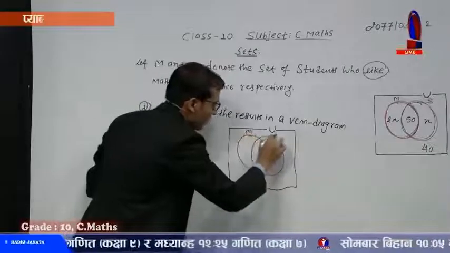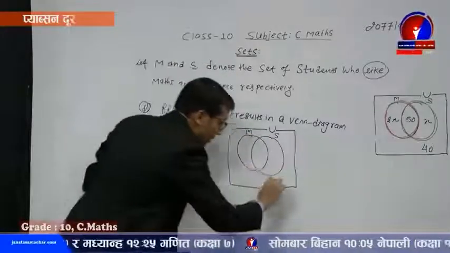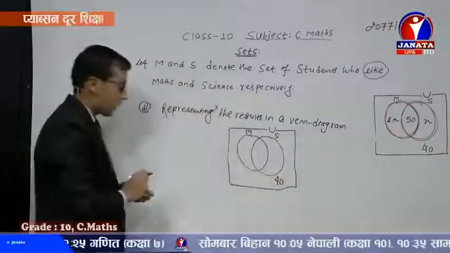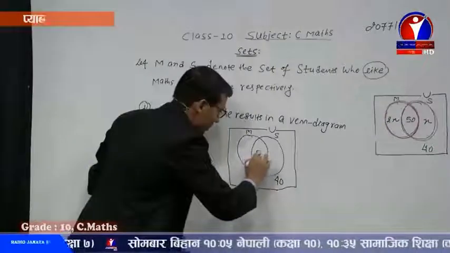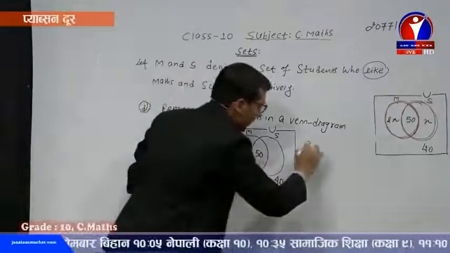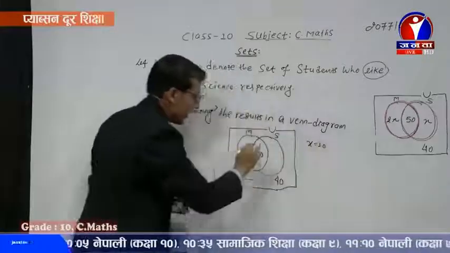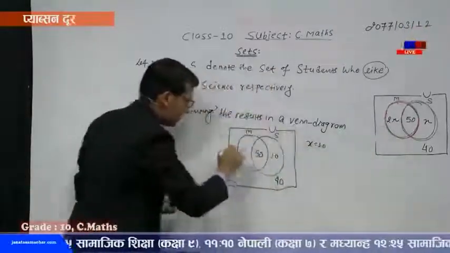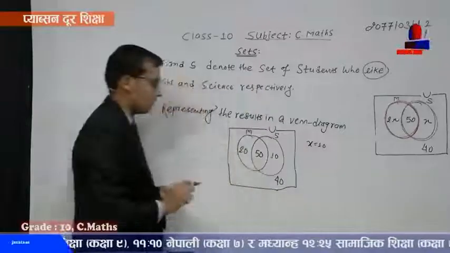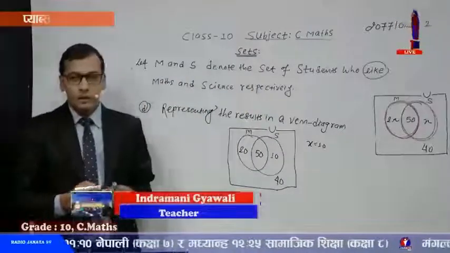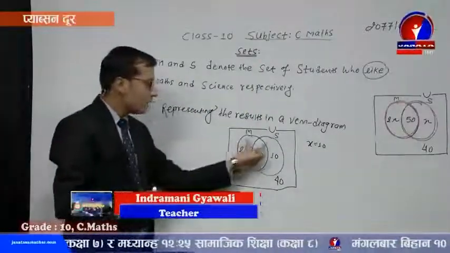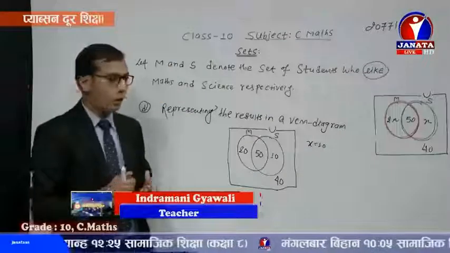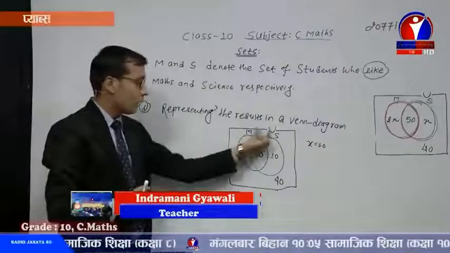This is math and science. So complement is 40, intersection is 50. So what is the value of x? X is 10, so replace x by 10. And what is twice of 10? This is 20.